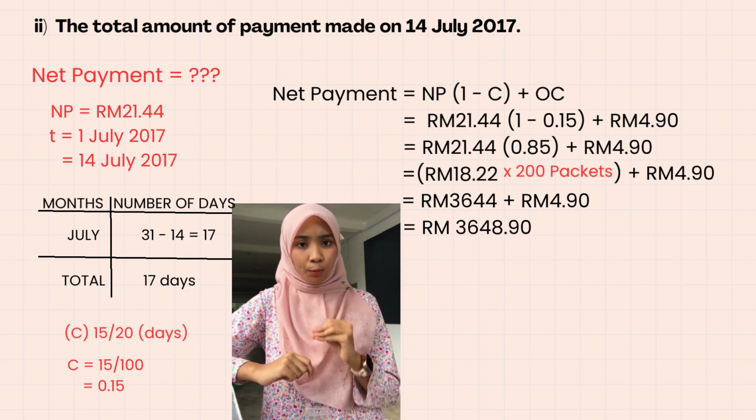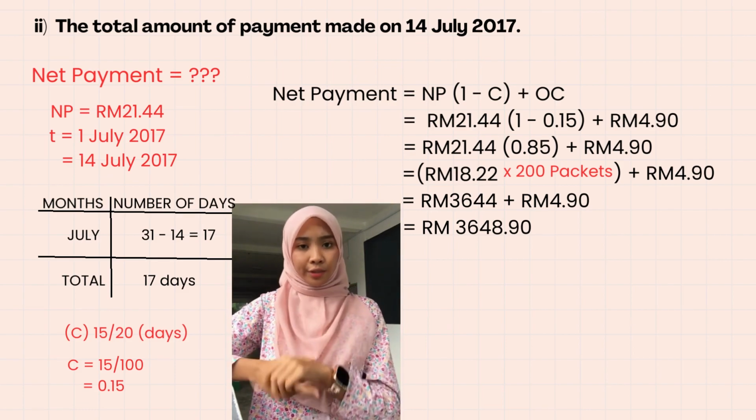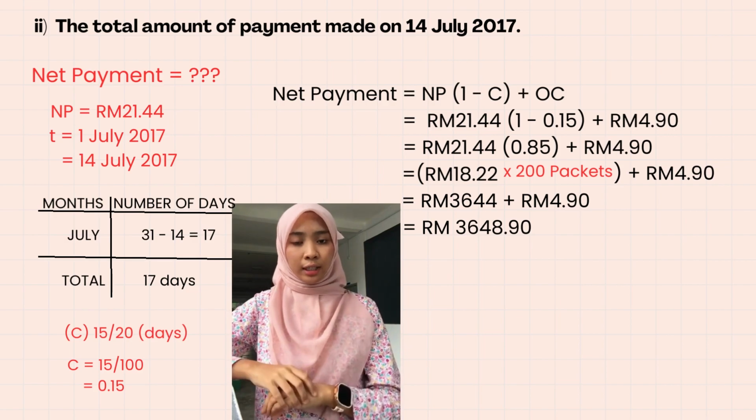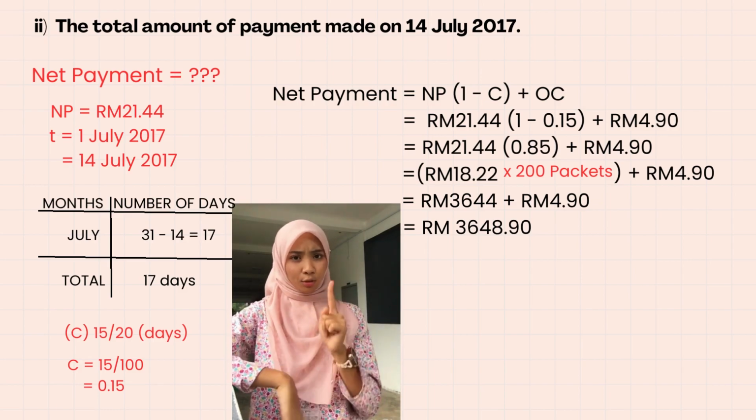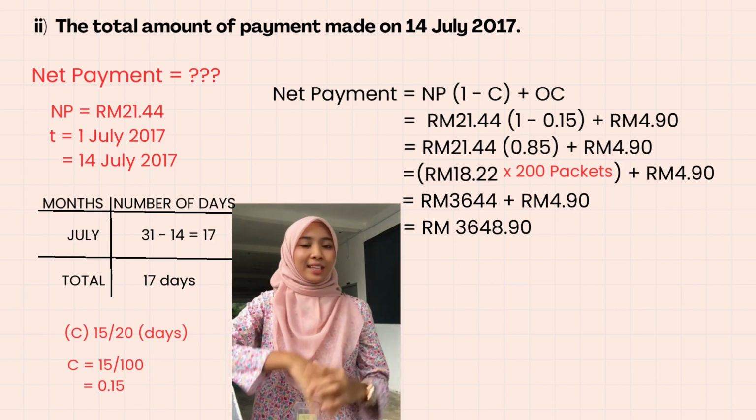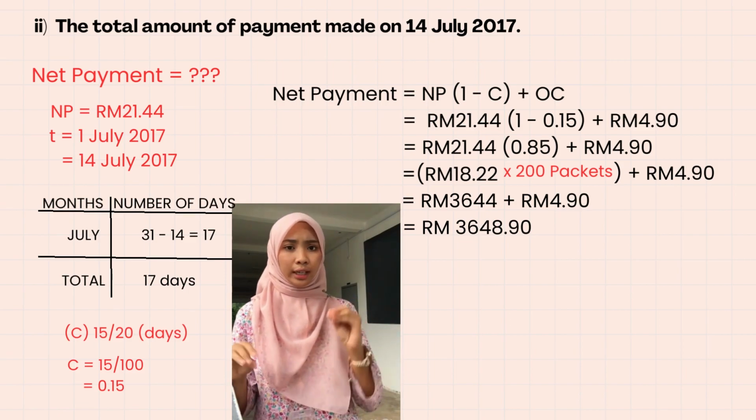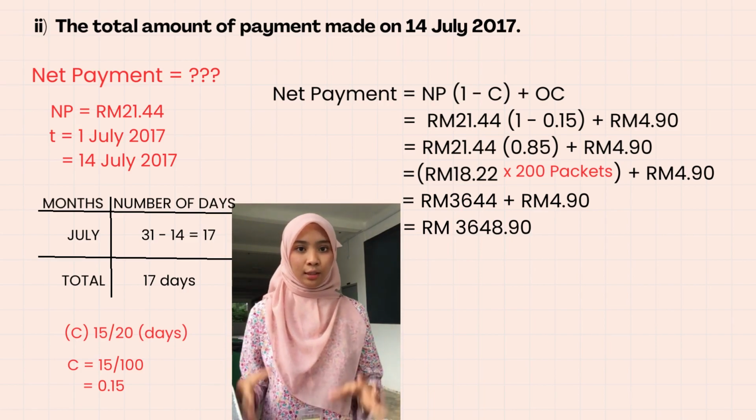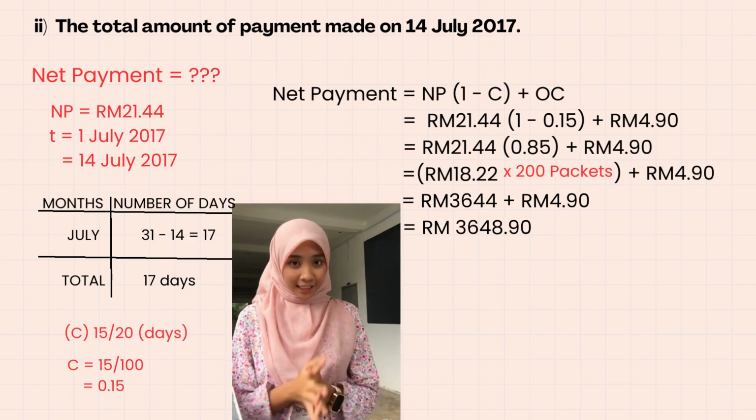Now put all the information into the formula: RM21.44(1 - 0.15) + RM4.90. Firstly, settle the number in the bracket first. After we get the answer, which is 0.85, multiply it with RM21.44. Next, don't forget to multiply it with 200 packets of Samyang ramen. After that, add the total to OC, which equals RM4.90. And lastly, we get the net payment, which is equal to RM3,648.90.